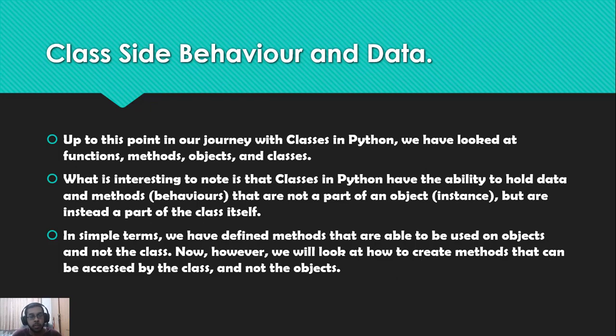Up to this point in our journey with classes in Python, we have looked at functions, methods, objects, and classes. What is interesting to note is that classes in Python have the ability to hold data and methods, behaviors that are not a part of an object instance, but are instead a part of the class itself. In simple terms, we have defined methods that are able to be used on objects and not on the class. Now, however, we will look at how to create methods that can be accessed by the class and not the objects.